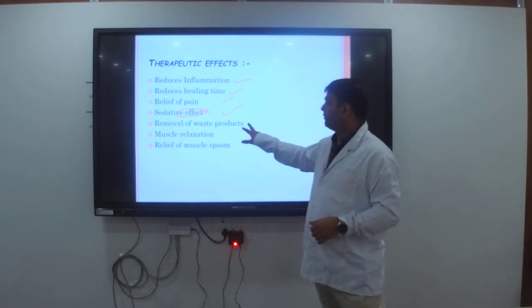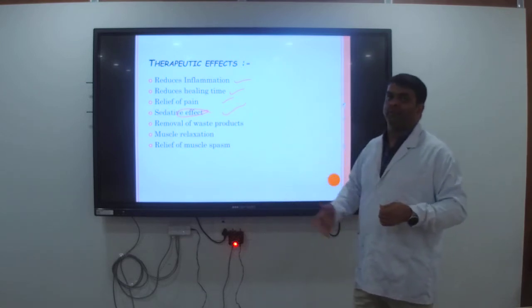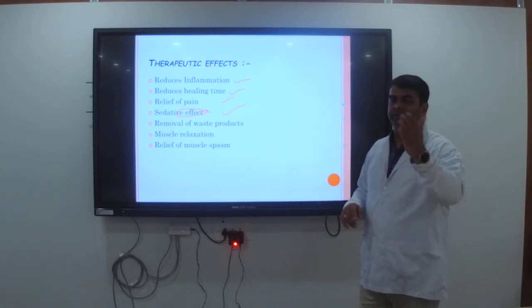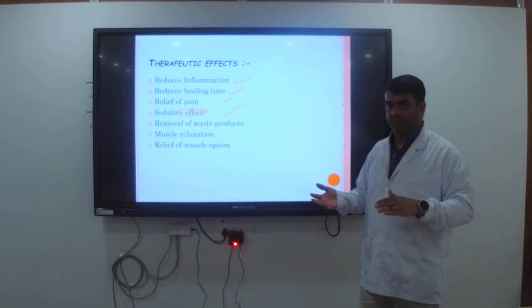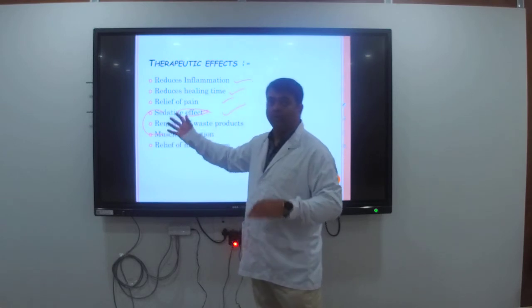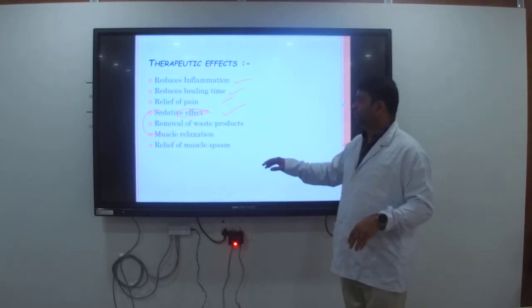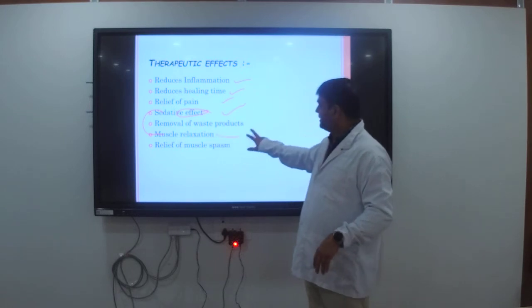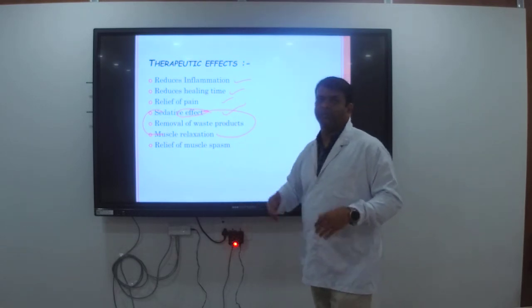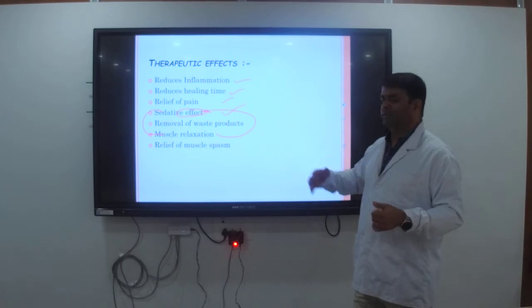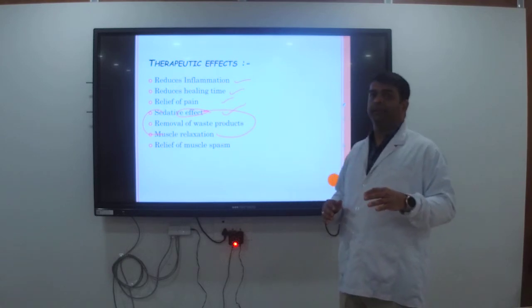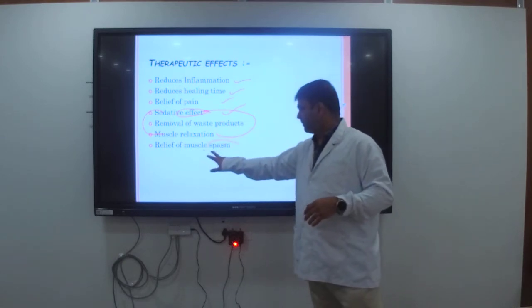Removal of waste products, as I said, happens through sweat glands and through lymphatic drainage, when the oxygen supply and nutritional supply increase in the targeted area. Again, this sedative effect and muscle relaxation are both interconnected. When muscle relaxation starts, it gives you the sedative effect. Next, relief of muscle pain. As the muscle starts getting relaxed, whether it is a superficial or a deep muscle, it relieves the spasm also.